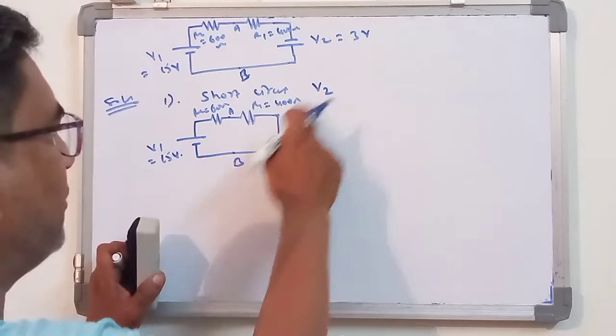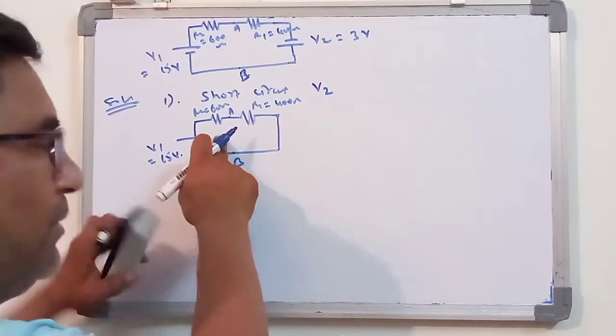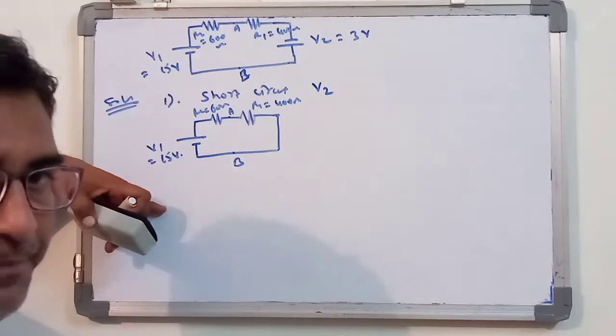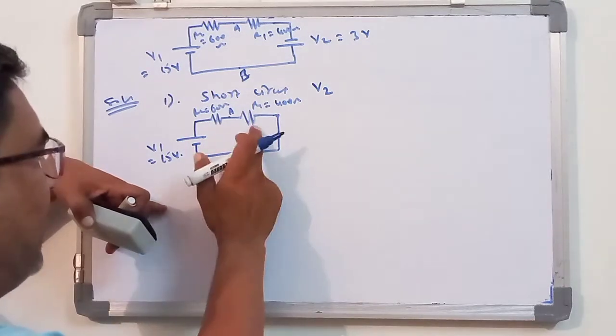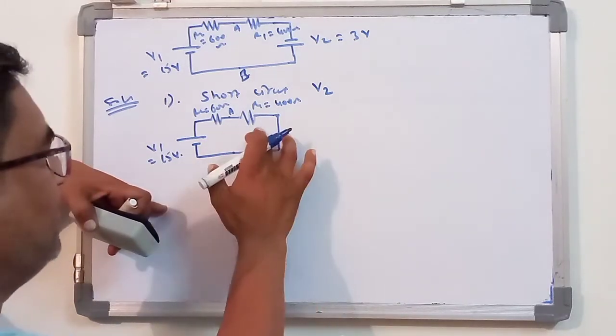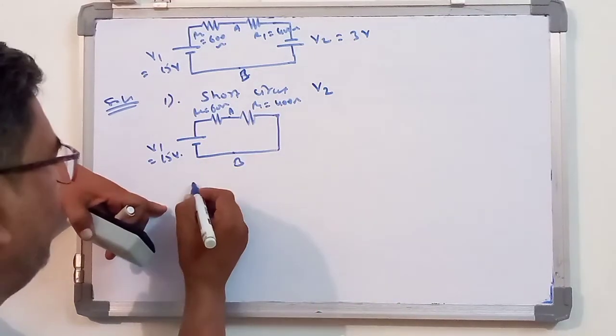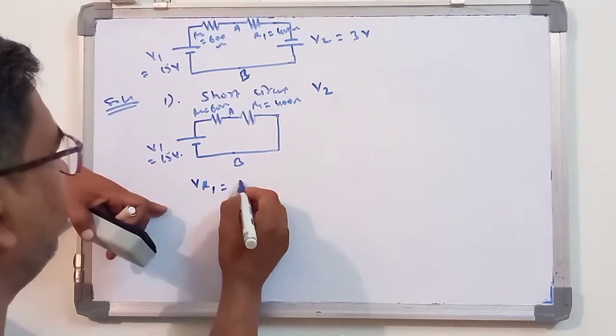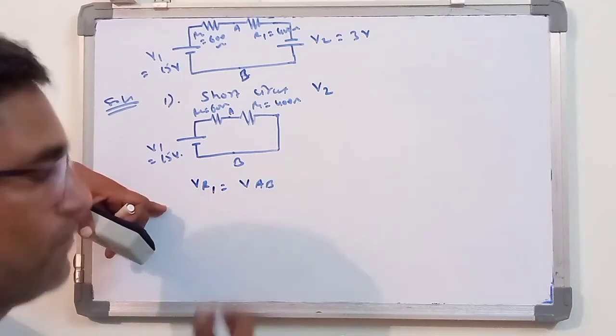Okay, after short circuiting you have got this diagram. After getting this diagram, you have that formula. As you know, this R1 and R2 will be behaving as a voltage divider resistor. So for this voltage divider resistor, you have VR1 is equal to VAB.